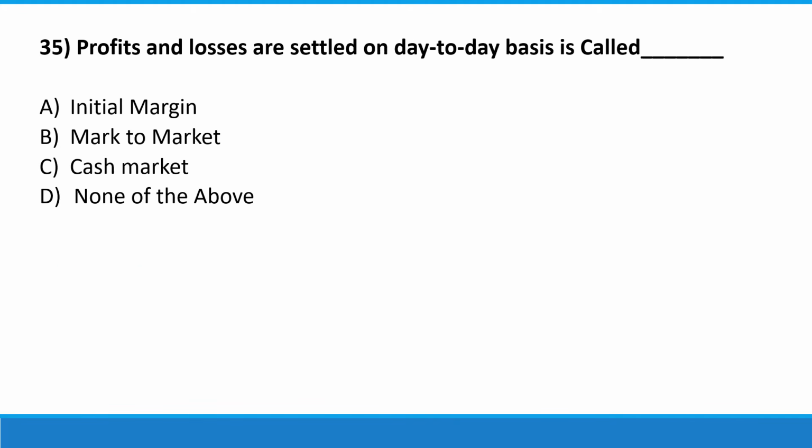Next question. Profits and losses are settled on a day-to-day basis is called option A, initial margin, option B, mark to market, option C, cash market, and option D, none of the above. The correct answer is option B, mark to market.